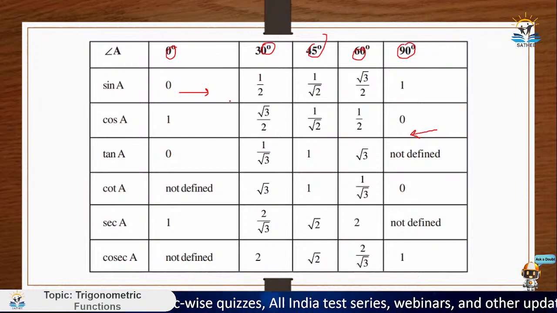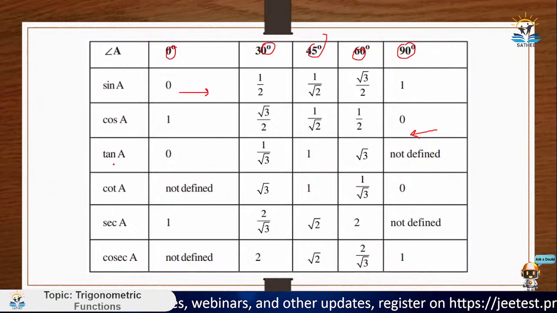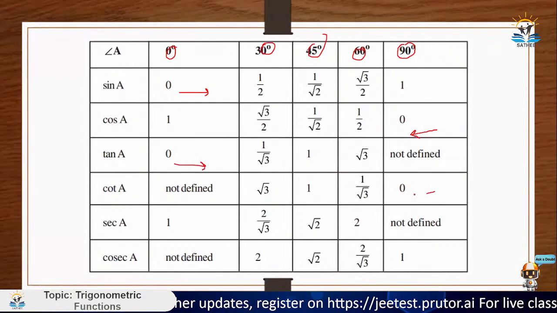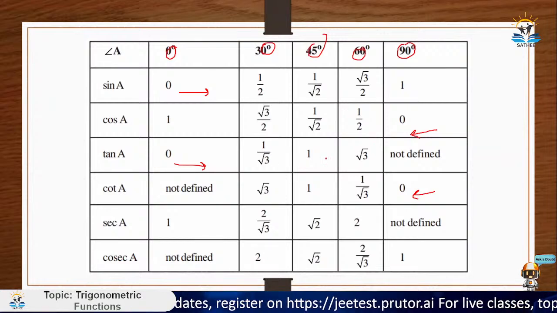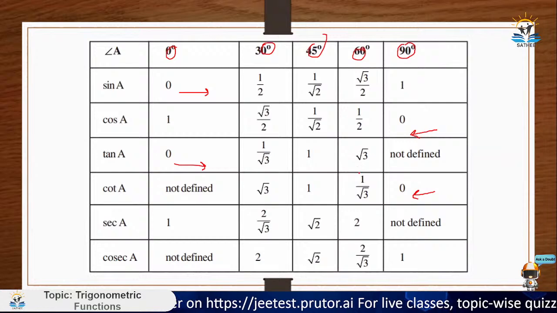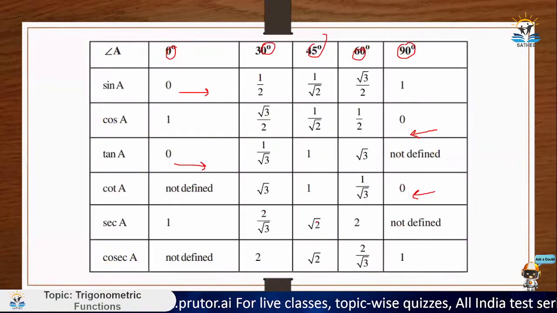And tan 0 is 0, tan 30 is 1 by root 3, tan 45 is 1, tan 60 is root 3, tan 90 is not defined. Tan 90 is not defined because it goes to infinity, and infinity is not defined. And again, if you learn tan, cot can be just reversed. Again, you go this side for tan, and you come this side for cot. So tan 0 is 0, so cot 90 is 0. Tan 30 is 1 by root 3, cot 60 is 1 by root 3. Tan 45 is 1, cot 45 is 1. So just go this way and that way, nothing else.